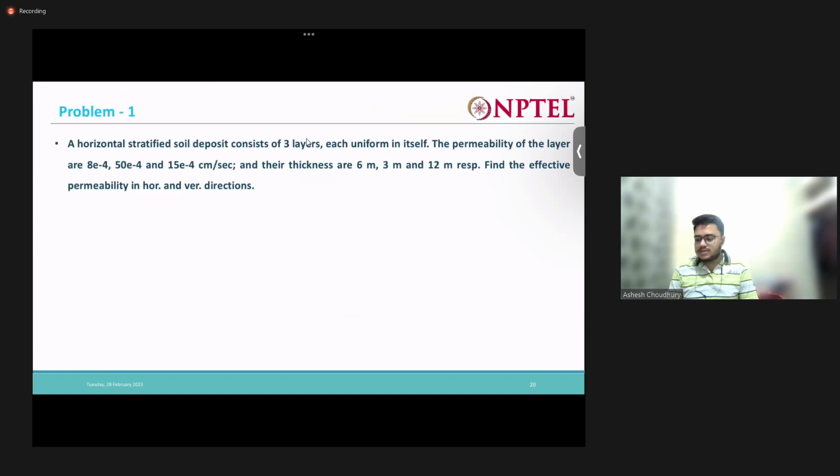So now let us solve some very easy and simple problems from the previous week's lecture. The first problem: a horizontal stratified soil deposit consists of three layers, each uniform in itself. So we have three layers of soil, each uniform, meaning in each layer kx and kz are the same. The permeability of each of the layers is given.